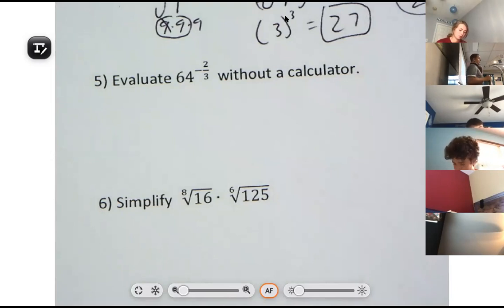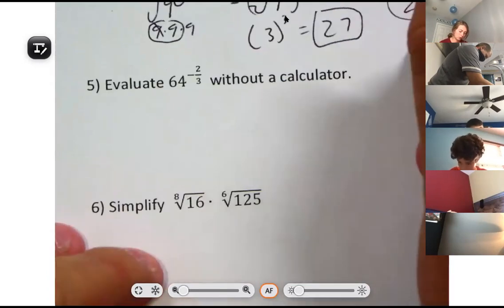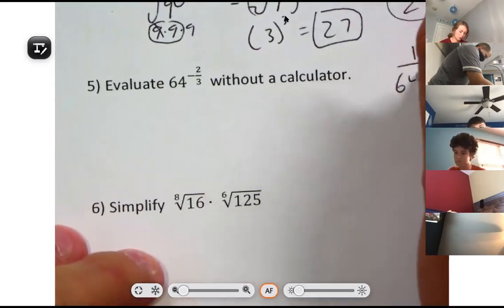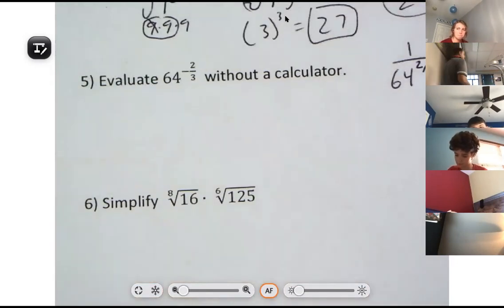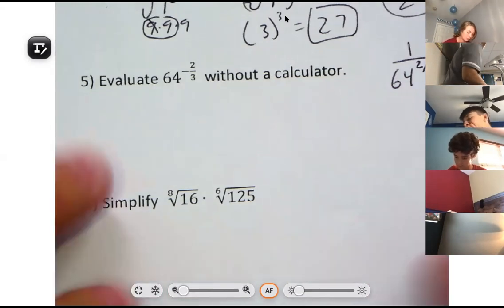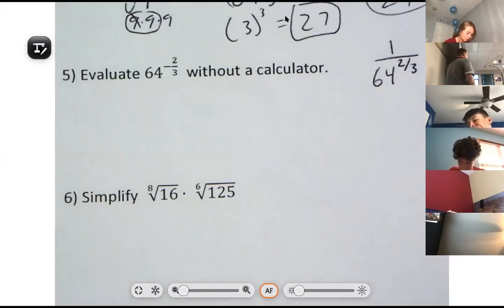This is a good problem, by the way. Give it a chance, but if you're stuck, this would probably be my first step: deal with the negative exponent first. Anytime you can deal with a negative exponent from the get-go, I would do it. Negative exponents suck, guys. So if you can move them around first and get rid of the negative, do that.